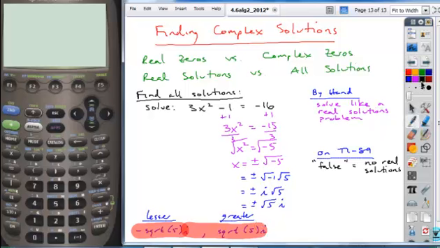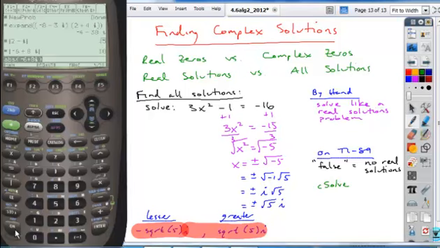Now, on the TI-89, it is still possible to solve these. And the way that you would solve them is you'd use the CSOLVE function. So if you go through the process of solving, so F2, the algebra tab, and you try solve 3x squared minus 1 is equal to negative 16, solve for x. And you get the command false. So you know there's no real solutions. But there's always going to be solutions in the complex system.